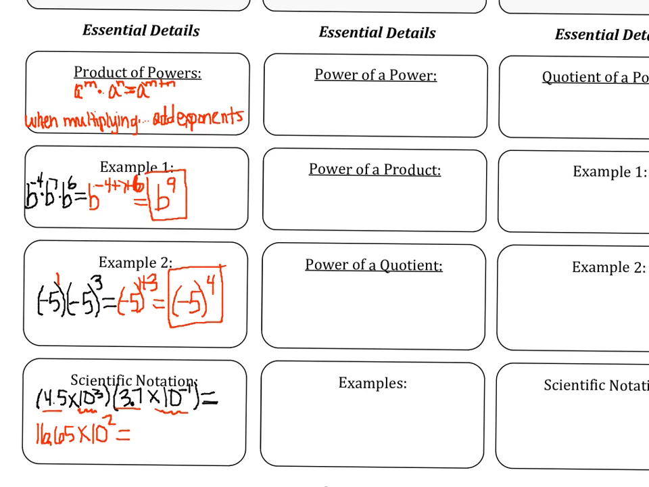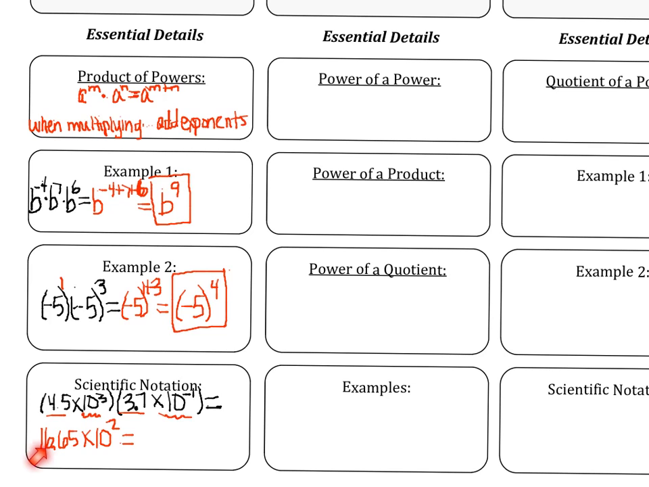But what I want you to notice here, this is not in scientific notation. In scientific notation, I can only have one number in front of the decimal. So I need to take this decimal and move it over to this spot. If I do that, I have 1.665 times 10 to the, and here's how I remember it. My number, 1.665, got smaller, so my exponent needs to get one bigger to make up for that. So times 10 to the positive 3. So there's our product of powers property.